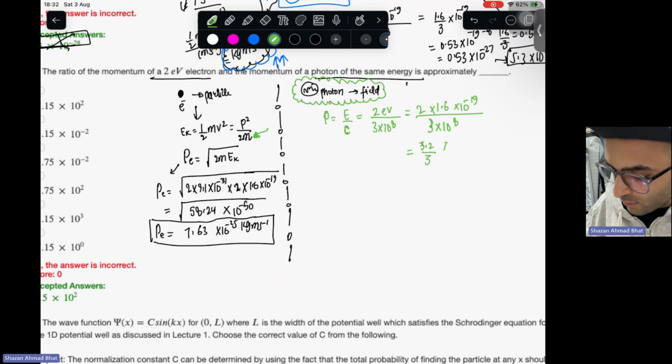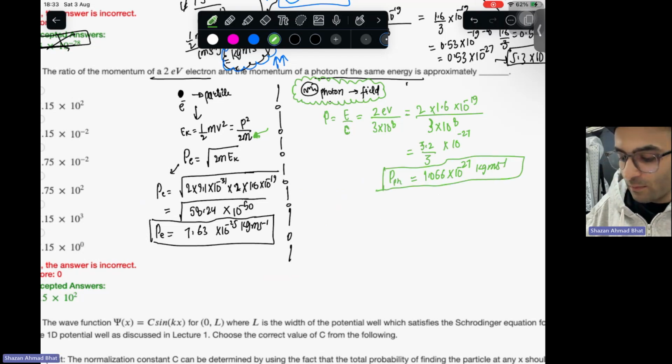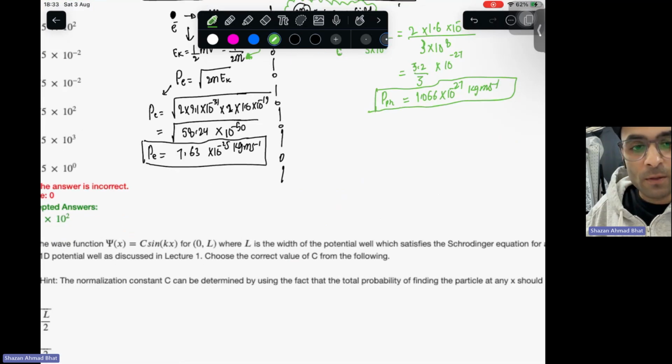3.2 divided by 3 into 10 to the power minus 27. So how much is this? This is 1.066 into 10 to the power minus 27 kilogram meter per second. This is the momentum of the photon. It's calculated as done in the previous example.